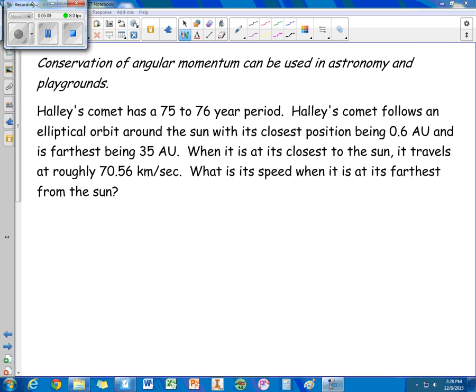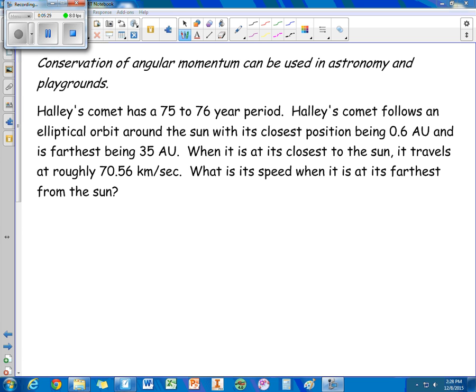All right, let's take a look at a couple examples here. Okay, this first one is for Halley's Comet. Halley's Comet has a period of 75 to 76 years. So that means it goes past the Earth or goes around the Sun every 75 to 76 years. That's actually a short-term comet.